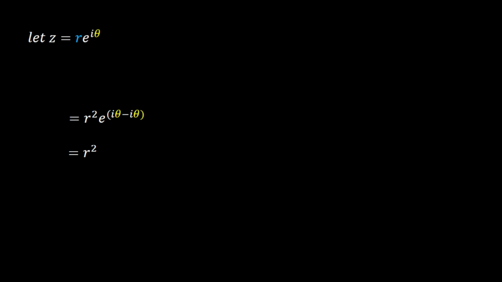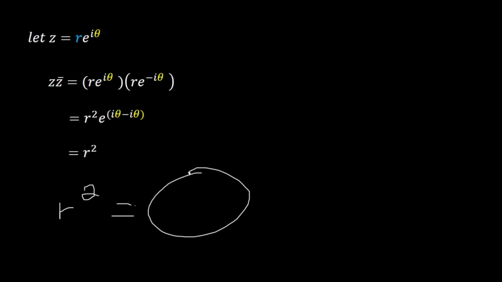In case z is equal to r e to the i theta, therefore z times z bar will be r e to the i theta times r e to the negative theta. Therefore, that will simplify down to r squared e to the i theta minus theta, and that is equivalent to r squared, the modulus squared. Okay, that's amazing.